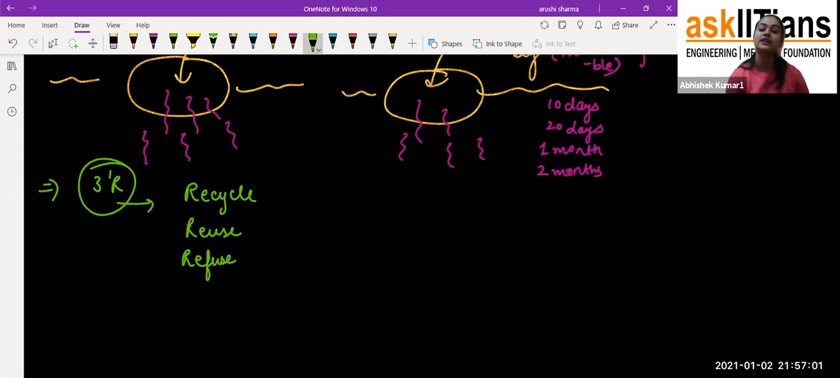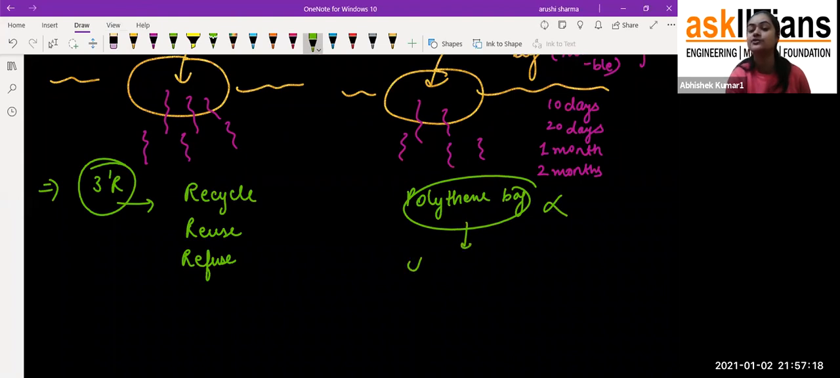That means if we are using polythene bags, do you find any other type of bag? Instead of polythene bags, we can use jute bags or paper bags. So we have two options. If we have these two options of jute bags and paper bags, why would we go for plastic bags? Exactly, so we can refuse them.